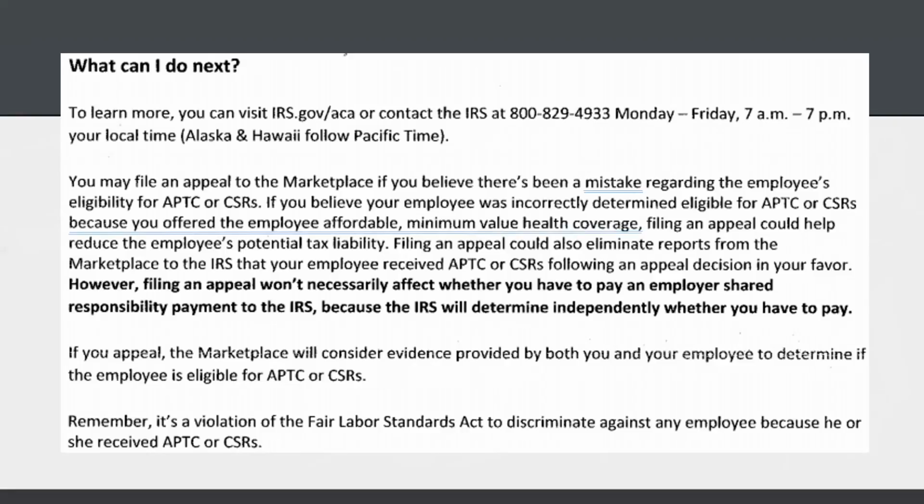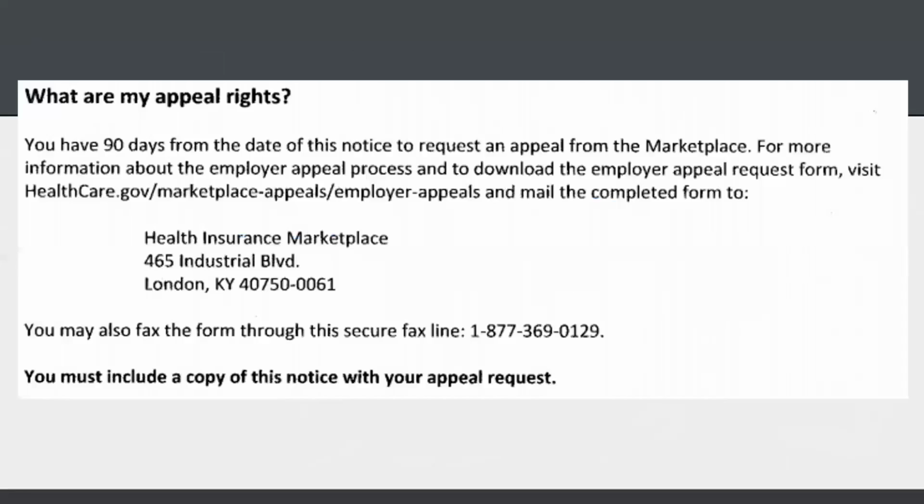Yeah, for sure. And it says for the appeal, for example, we want to make sure there hasn't been a mistake. And we, the government, if we shouldn't be helping your employee pay for their premium on healthcare.gov, tell us, right? Because you may be offered the employee affordable insurance. That's why I've kind of underlined those two things. You've got 90 days to file this appeal.